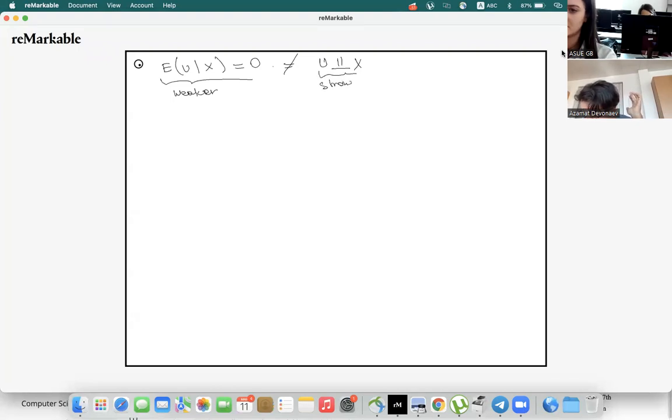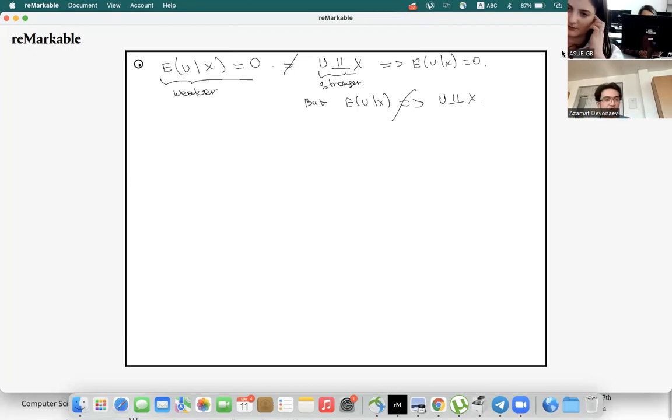This one is stronger, because independence implies this. But this one does not imply independence. You see, it is weaker, but still it is an assumption. It is an assumption that may not be true, and it is a relatively strong assumption that we are imposing on the model.